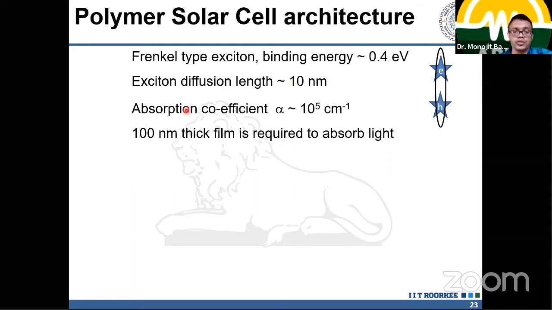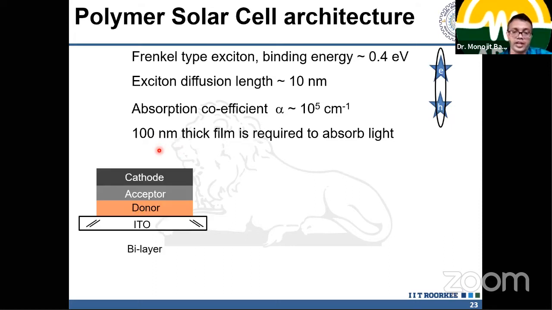Third, it absorbs a significant amount. You can say alpha is 10^5 centimeter inverse. So you need only a 100 nanometer thick film, unlike silicon where you need hundreds of micron thick film to absorb a significant amount of light. Here you need only a 100 nanometer thick film to absorb light.